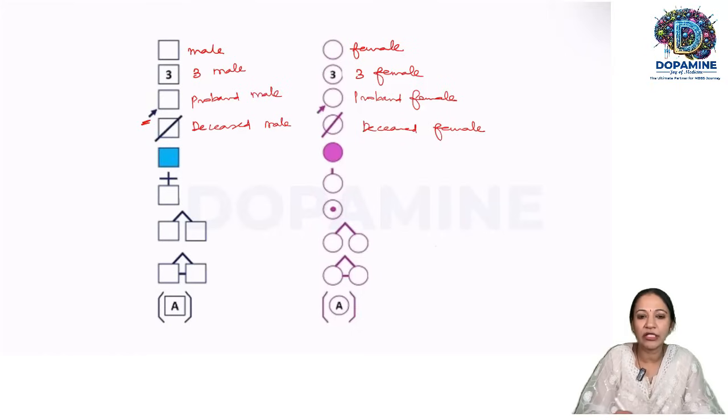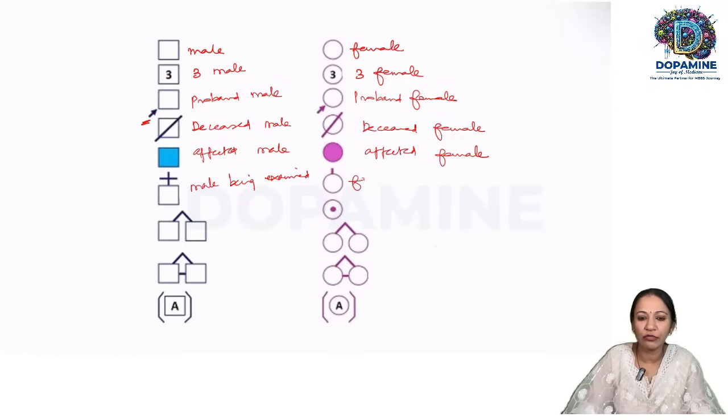And whenever we have this box which is fully shaded, it means he is an affected person, isn't it? So this is affected male. The one in pink is affected female. Something with this dot is the male being examined, the person who comes to our attention. So the male being examined. Here it is the female being examined. Something with the dot here means carrier. Obviously, a carrier will be a female, isn't it? So there is no symbol for the male like that.